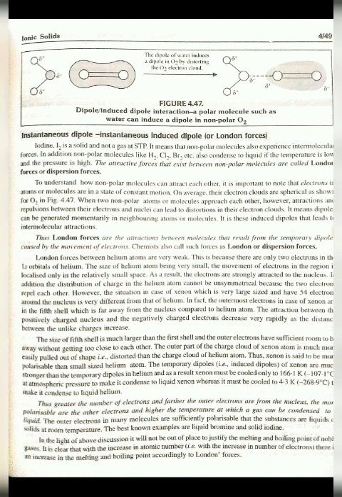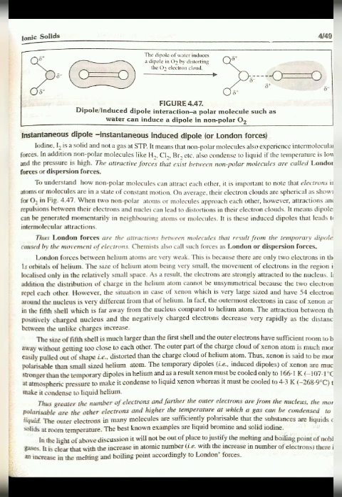Thus, the greater the number of electrons and the farther the outer electrons are from the nucleus, the more polarizable the electrons are, and the higher the temperature at which the gas can be condensed to a liquid. The outer electrons in many molecules are sufficiently polarizable that the substances are liquids or solids at room temperature. The best known examples are liquid bromine and solid iodine.